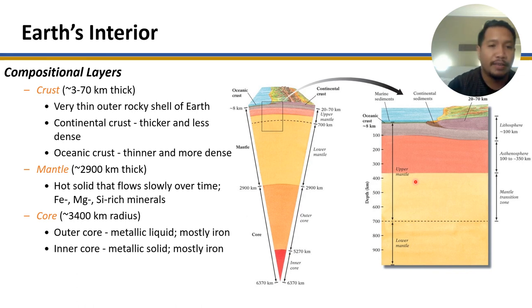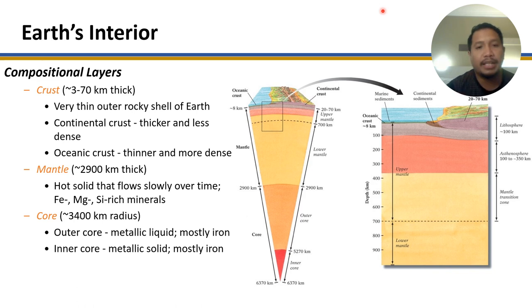and less fluid. And about the density and the compositions of the core, the outer core is liquid because the temperature is high enough to melt the irons and the nickels, and the inner core is solid because the pressure is so high that it compresses the irons and nickels into solid form.